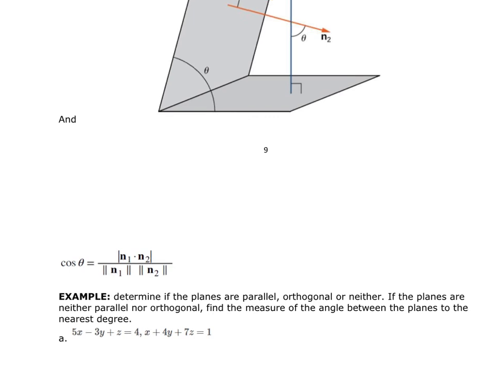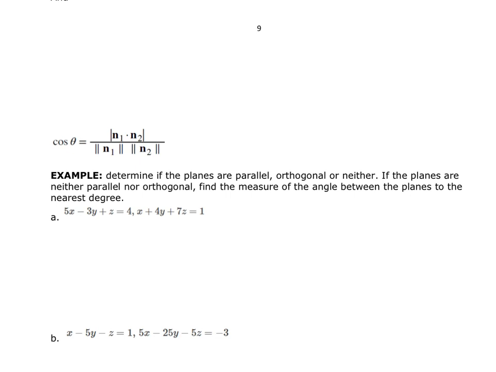So I'm trying to decide if these planes are parallel, orthogonal, or neither. And if they're neither parallel nor orthogonal, we're going to find the measure of the angle between the two planes to the nearest degree. So I'm going to look at my normals. I'm going to call this plane 1, L1, and this plane 2, L2. The normal for the first is 5, -3, and 1. My normal for the second is 1, 4, and 7. We can tell by inspection that there is no scalar t such that if I multiply one vector by it, I get the other vector.